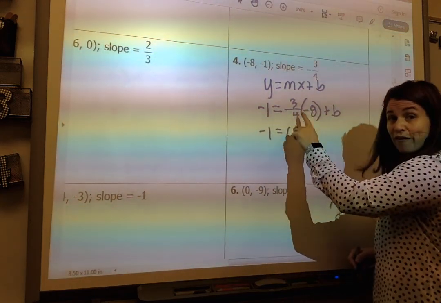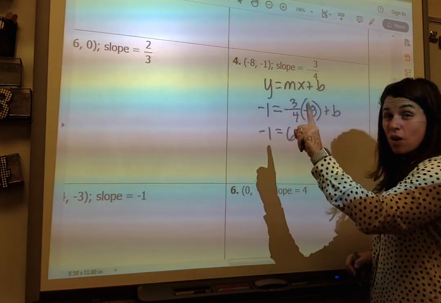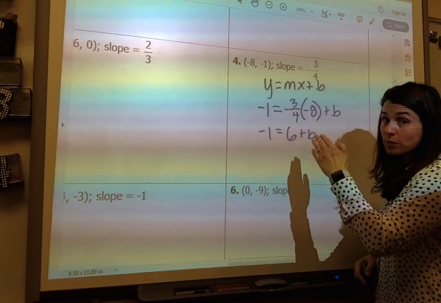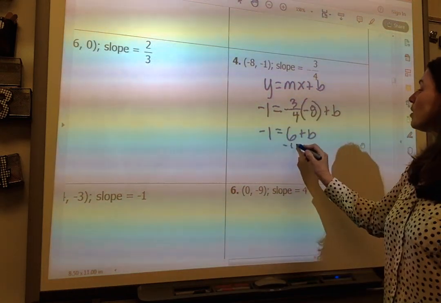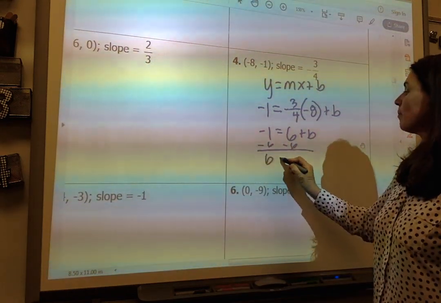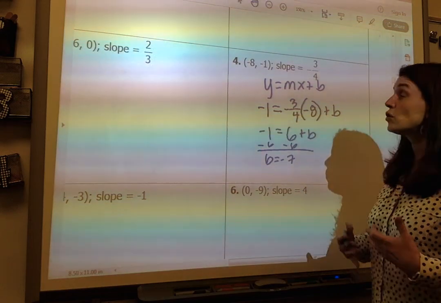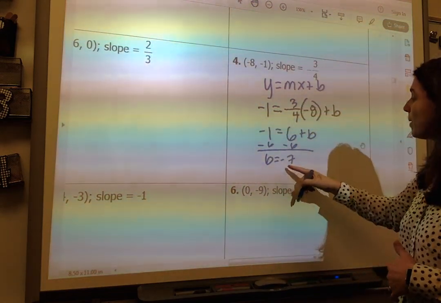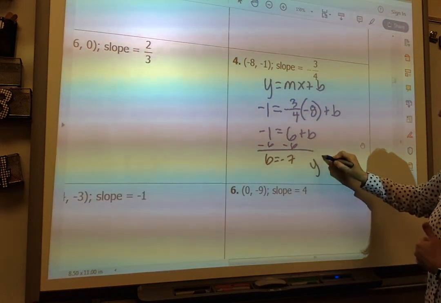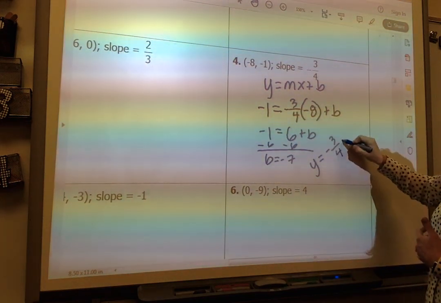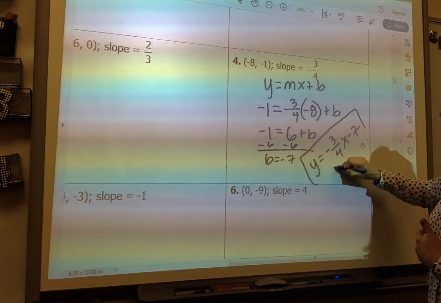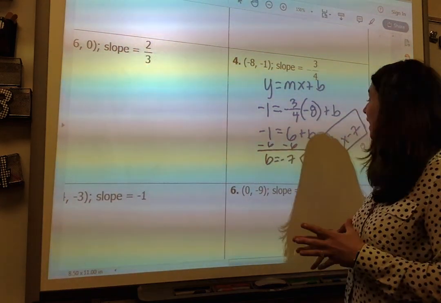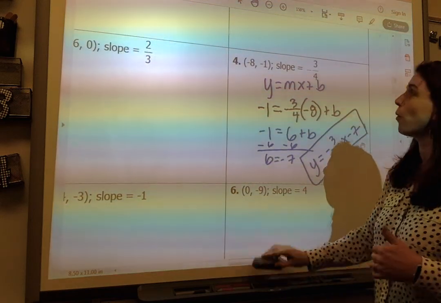I know I went through that fast, but remember, since day one of math back a few months ago, we talked about multiplying fractions by whole numbers. So now I'm going to subtract 6 on both sides, and I get b equals -7. I'm not done at this point, because now I have my slope and my beginning point, so now I have to rewrite y equals -3/4 x minus 7. And that is my linear equation. So I'm putting everything back in slope-intercept form.